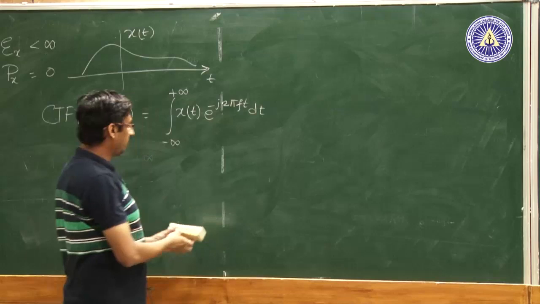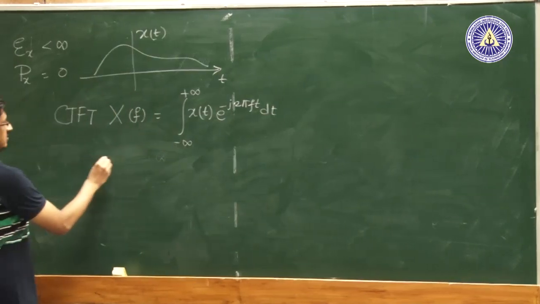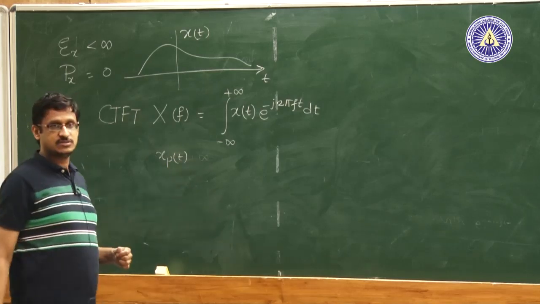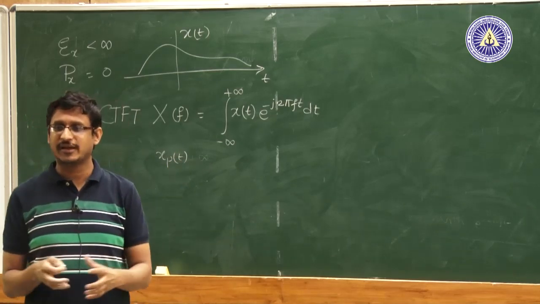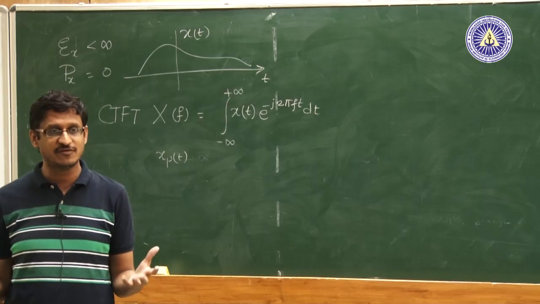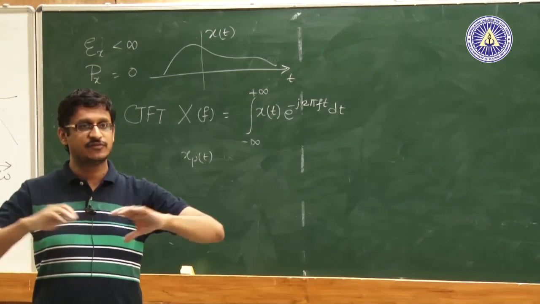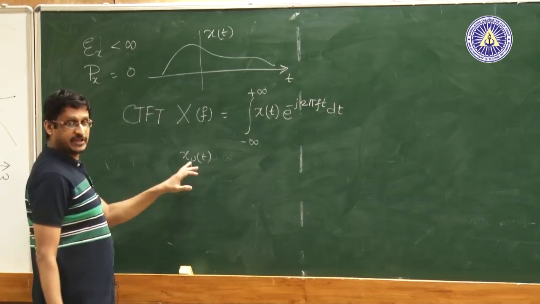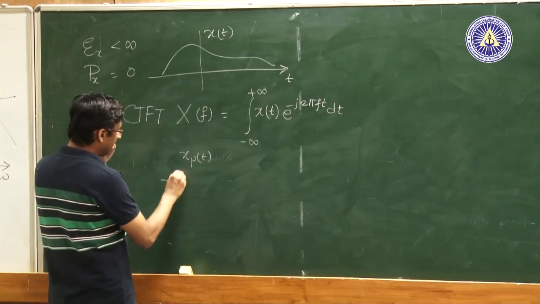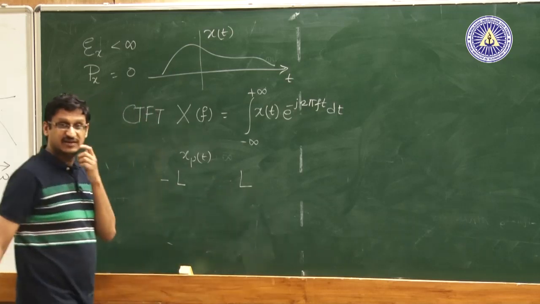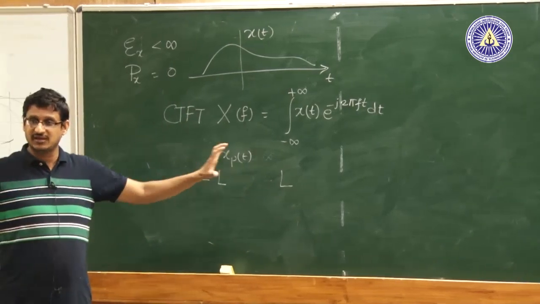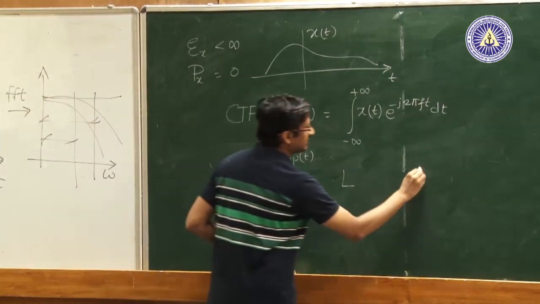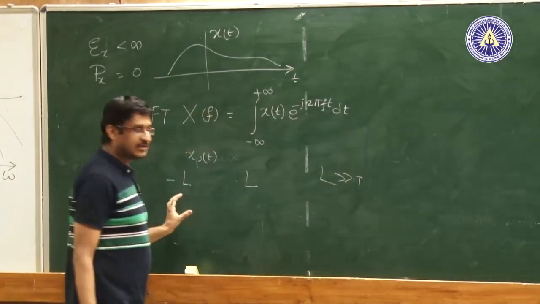Let me point out one interesting part here. We have written xp of t to denote a periodic signal which will usually go from minus infinity to plus infinity, but in practice you never have a function which is all the way from minus infinity to plus infinity. You will almost have this xp of t over a certain range, say minus L to plus L, where L can be considered to be many periods away. So, L is much larger than t, but L is still finite.